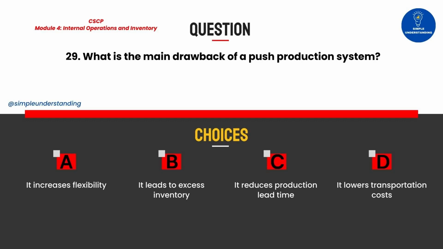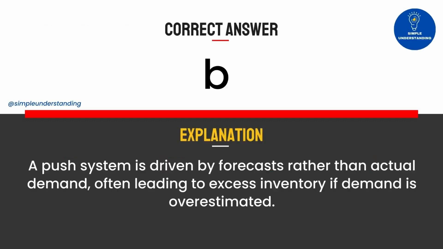29. What is the main drawback of a push production system? A. It increases flexibility. B. It leads to excess inventory. C. It reduces production lead time. D. It lowers transportation costs. Correct answer: B. Explanation: a push system is driven by forecasts rather than actual demand, often leading to excess inventory if demand is overestimated.